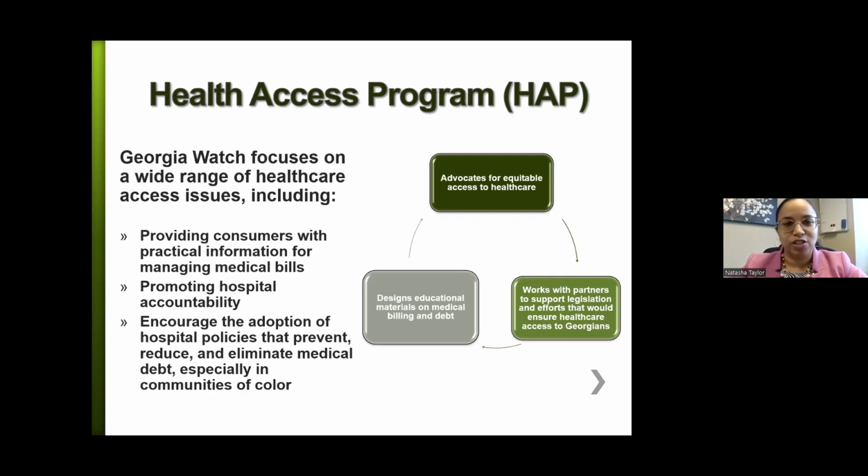We provide consumers with practical information for managing medical bills with our consumer guide to medical billing and debt, which I'll talk more about later in the presentation. We promote hospital accountability to ensure that they are providing affordable services to all members in the community, and also providing financial assistance plans to people that may need more assistance. And we encourage the adoption of hospital policies that prevent, reduce, and eliminate medical debt.